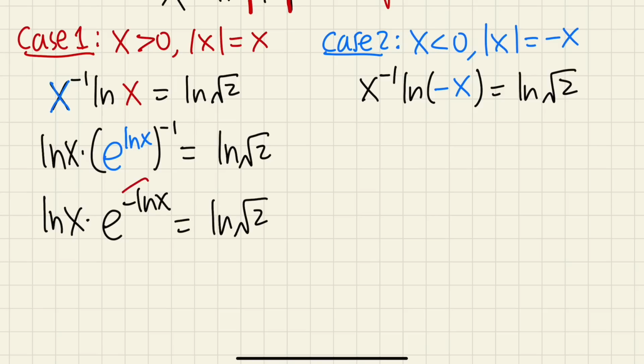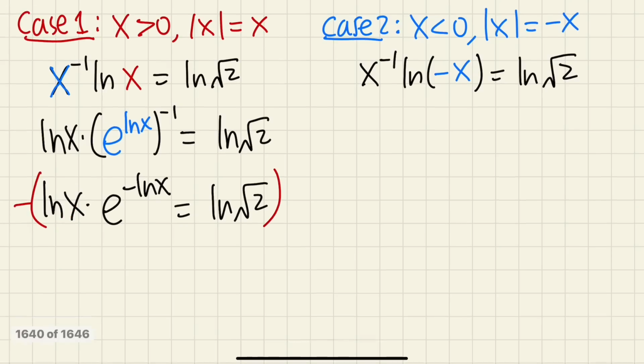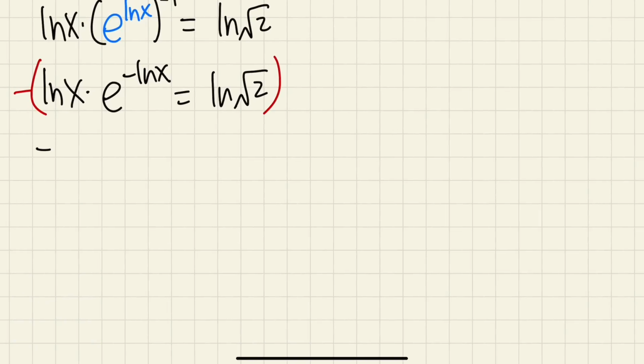Have a look. This is negative ln x. This is a different fish than this right here. But don't worry, because they are almost the same. All we need is to multiply a negative throughout this equation. So we will be getting the same fish right in front. Negative ln x times e to the negative ln x. And that is equal to negative ln of square root of 2.